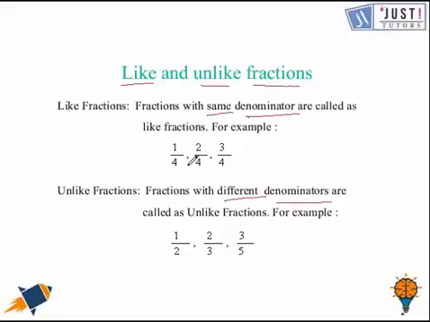As you can see in the example, it gives us 1 quarter, 2 quarters, 3 quarters, so the denominator is the same. Whereas in the next example you can see it's 1/2, 2/3 and 3/5, and all the denominators are different. So these are a set of like fractions and these are a set of unlike fractions. Now we move ahead and learn how to add or subtract them.